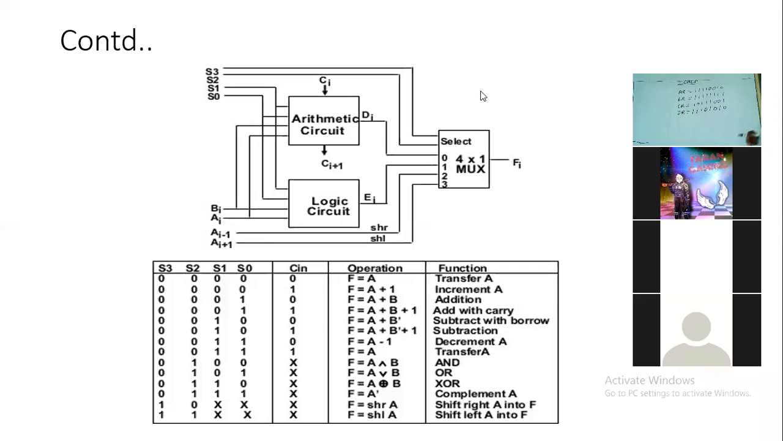Now we have 4 registers AR, BR, CR and DR. Now you have to perform operations. The first operation is AR plus BR, the addition operation. Second operation is CR and DR, the AND operation. Third one is BR plus 1. Fourth is AR minus CR. You have to perform these 4 operations.